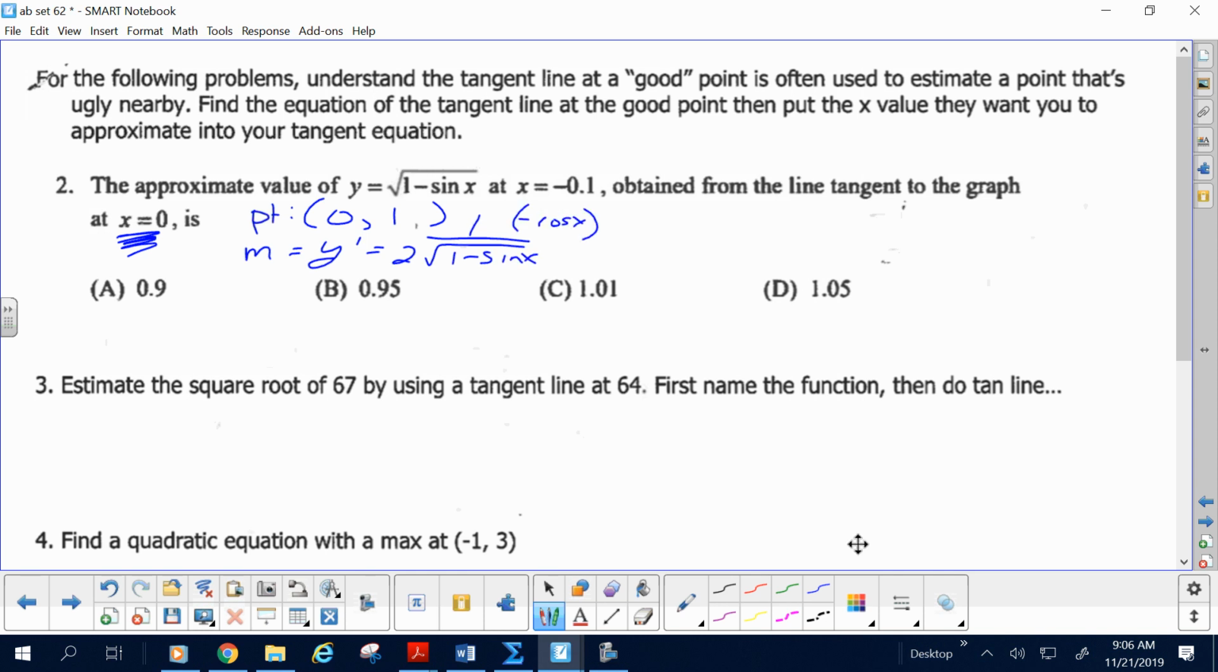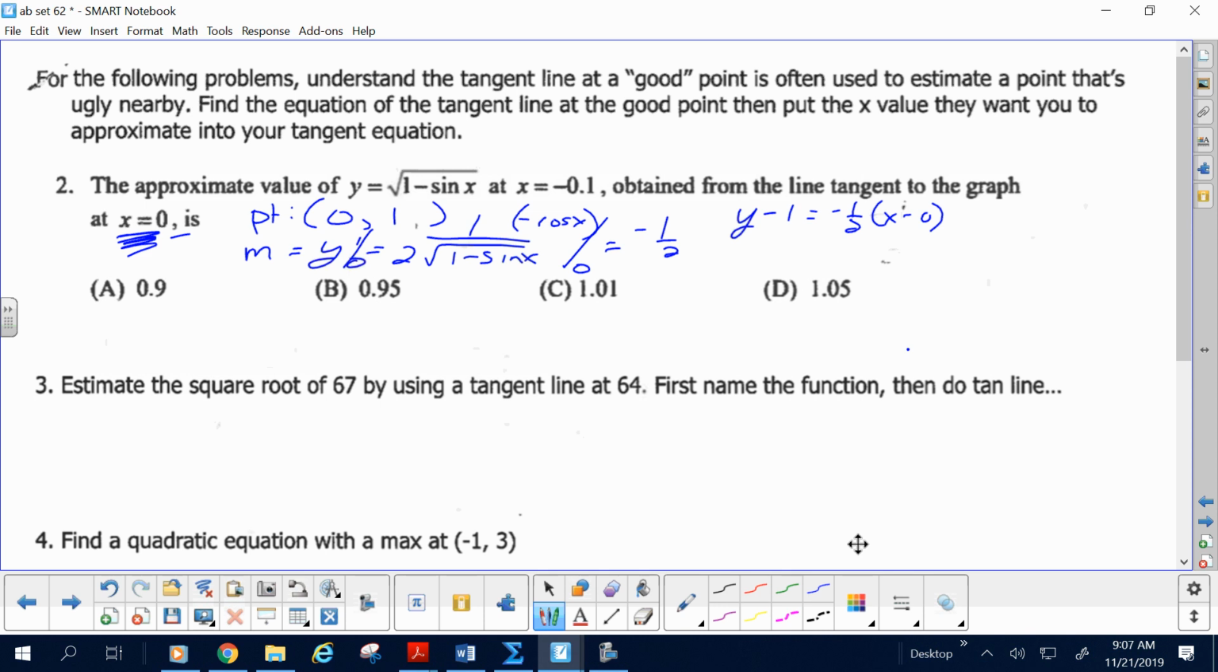Yes? Okay, where do you evaluate that? At your point of tangency, so at 0, 1. So what did you get for a slope? Negative 1/2, okay? So your tangent line should be something like y minus 1 equals negative 1/2 of x minus 0. All right, now I want you to understand the point of this.